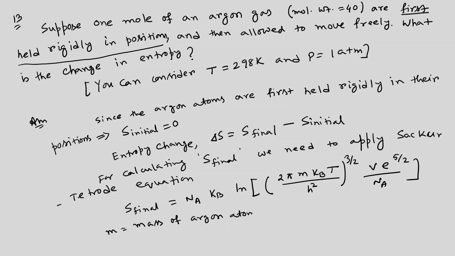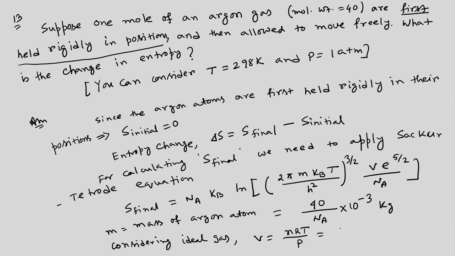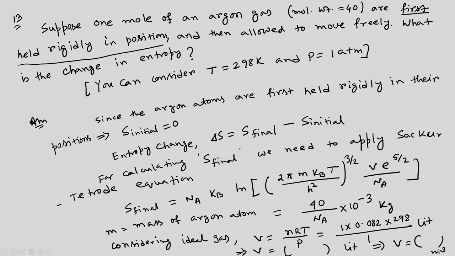So, the mass of one argon atom is 40 divided by Avogadro's number times 10 to the minus 3 kg. And we need to know the value of volume. How do we get it? If we consider an ideal gas, with temperature and pressure given, we can write V equals nRT by P, where n is 1, R is 0.082 in liter atmosphere units, temperature is 298 and pressure is 1. So, this is in liters. We get V as some value in liters. From there, we need to calculate the volume in meter cubed, so we have to convert it.